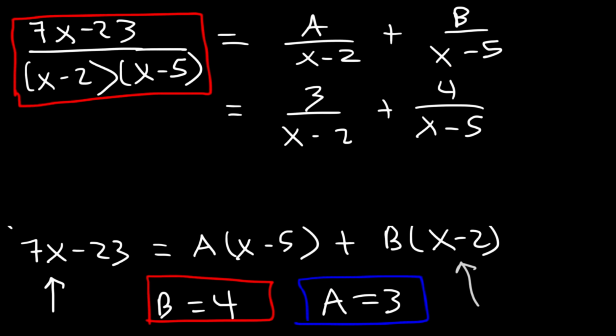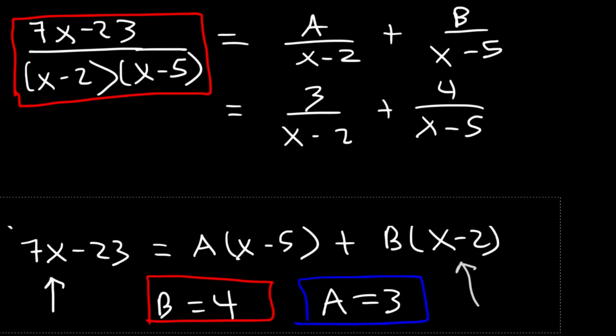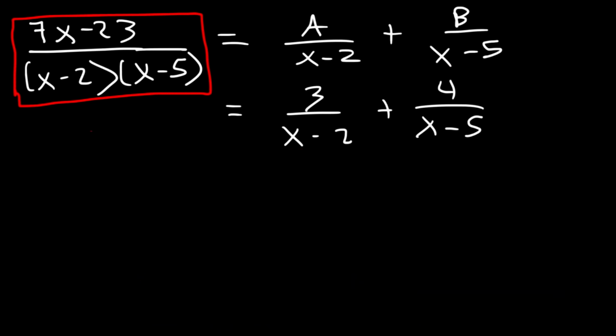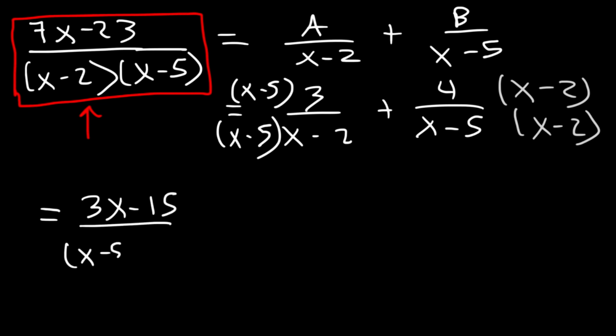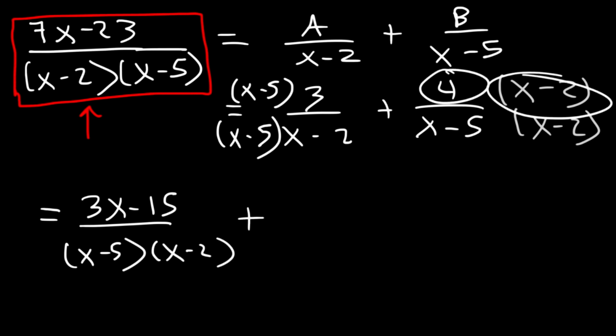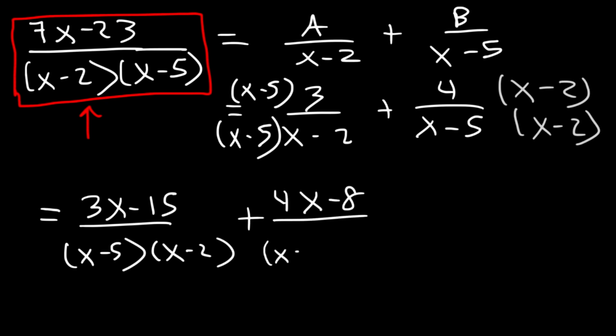Now, if you ever need to check it, simply combine the two fractions and see if they give you what you started with here. So let's go ahead and try that. I'm going to multiply this fraction by (x minus 2) over (x minus 2). Whatever you do to the top, you have to do to the bottom. And this one, I'm going to multiply by (x minus 5) divided by (x minus 5). 3 times (x minus 5) is 3x minus 15. And on the bottom, we have (x minus 5) times (x minus 2), which I'm going to leave that way. And then 4 times (x minus 2), that's going to be 4x minus 8, divided by (x minus 5)(x minus 2).